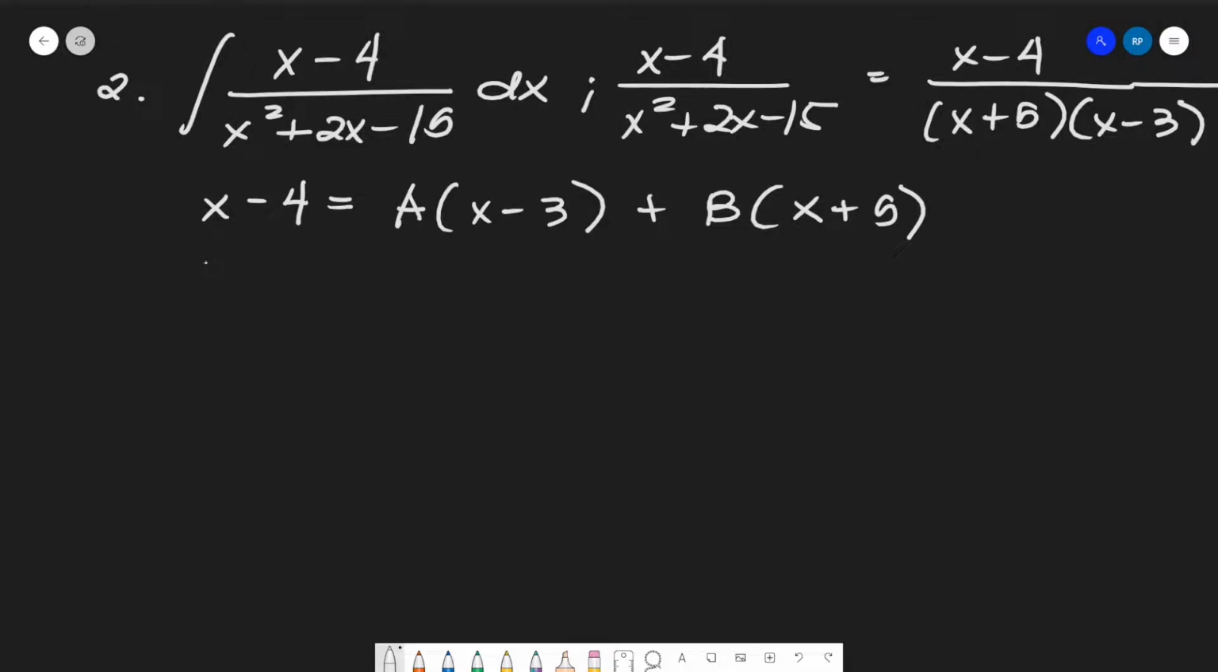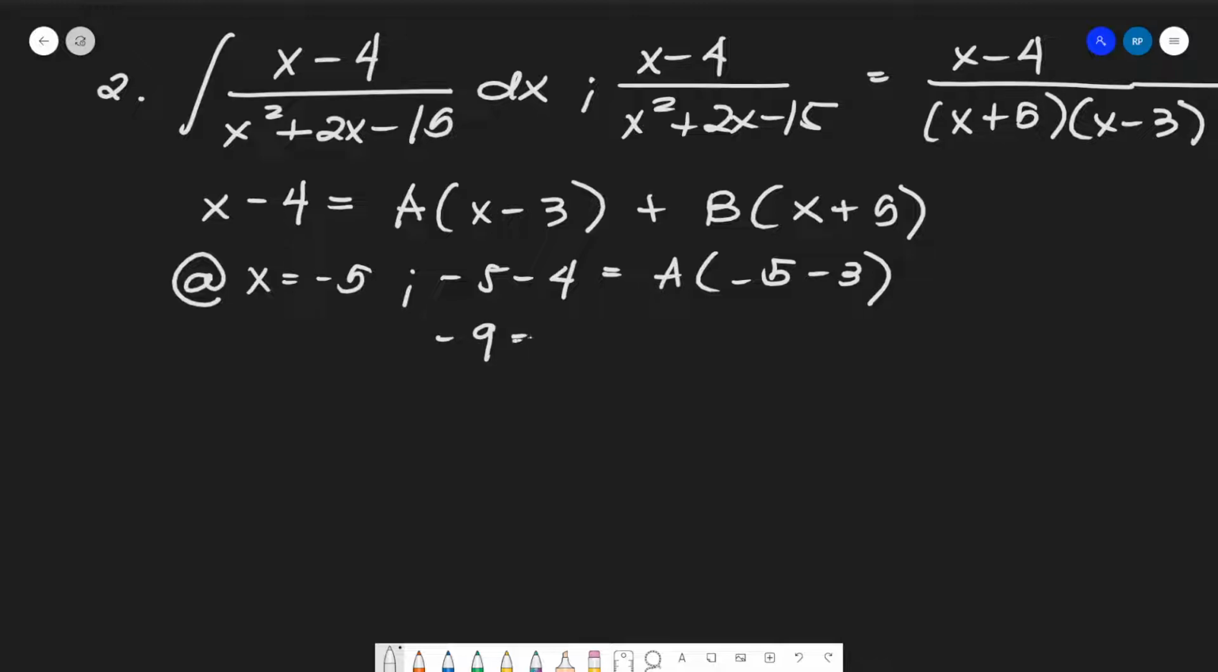Ayan. So, game. At x is equal to, kayo bahala, pero unahin kong isolve si a. So, kay b muna ako. At x is equal to negative 5. So, we have negative 5 minus 4 is equal to a times negative 5 minus 3. Ayan. So, we have negative 9 is equal to negative 8a. So, divide both sides by negative 8. So, we will have a is equal to 9 over 8. So, we have already the value of a.